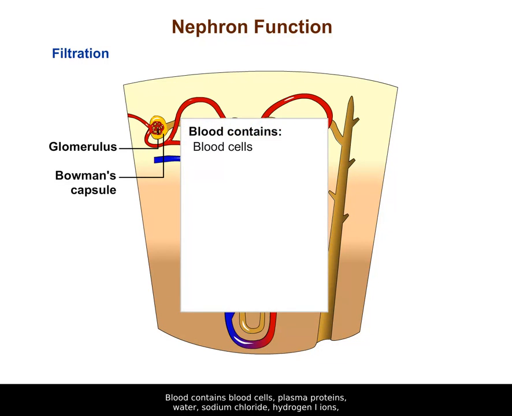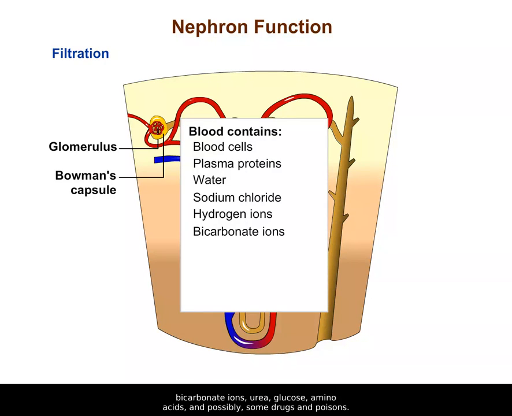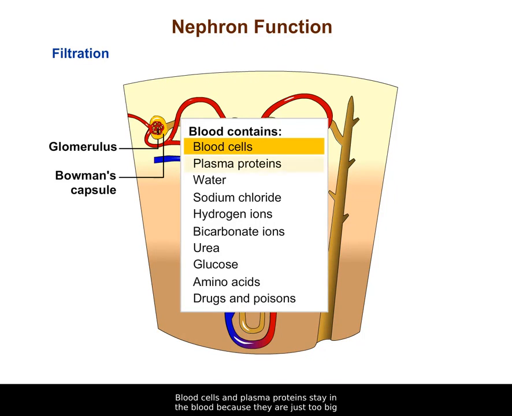Blood contains blood cells, plasma proteins, water, sodium chloride, hydrogen ions, bicarbonate ions, urea, glucose, amino acids, and possibly some drugs and poisons. Blood cells and plasma proteins stay in the blood because they are just too big to pass through, but all the other substances are filtered from the blood and form the filtrate that accumulates in the nephron tubule. As the filtrate moves along the proximal tubule, certain substances are transported from the blood and added to the filtrate through a process called secretion.